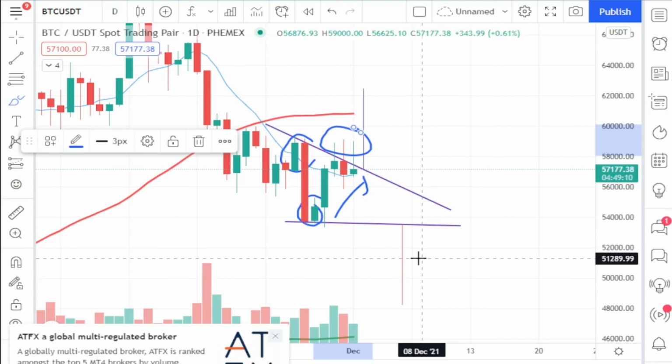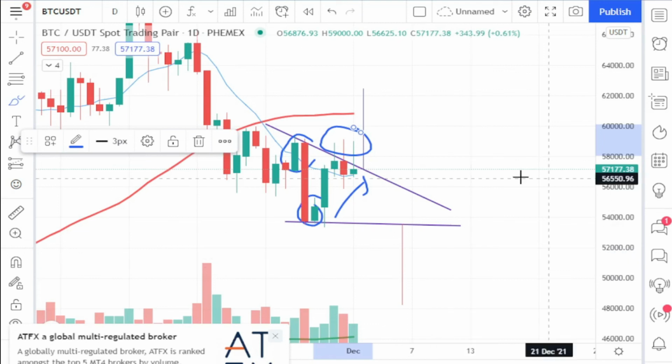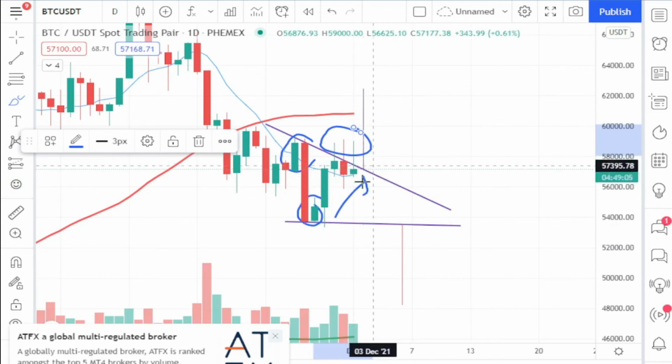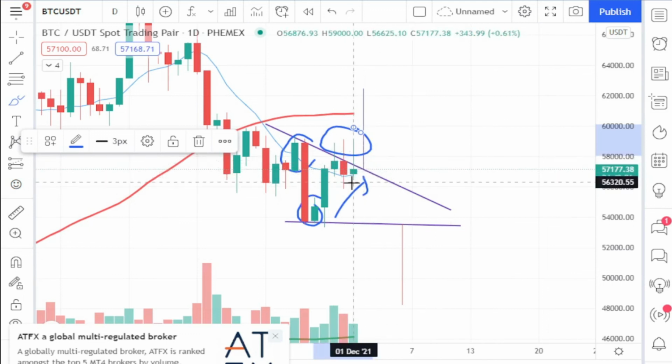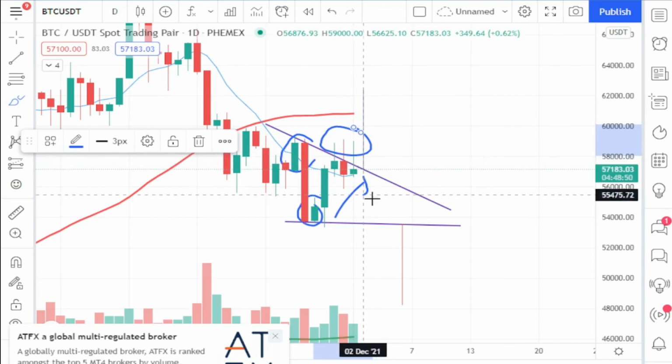I will be making more videos when we close on the daily, but this is just what you have to know here. If we close this on the red, then it is not a good sign. Or if we even close on the green and it looks like this with a very long wick, keep an eye out for this, then it is still not a very good sign.